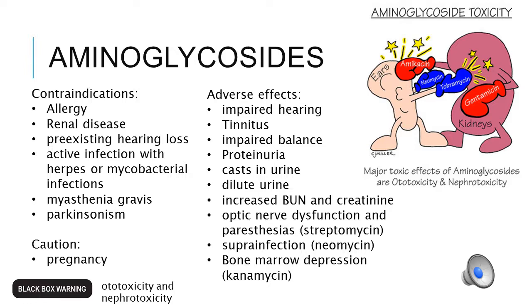Adverse effects of aminoglycosides are closely related to ototoxicity, which includes impaired hearing, tinnitus, and impaired balance, and nephrotoxicity, which includes proteinuria, casts in urine, dilute urine, and increased blood creatinine. Some aminoglycosides, such as streptomycin, can cause optic nerve damage and paresthesia. Superinfections are found to occur with the use of neomycin, and kanamycin, if used longer than 7 to 10 days, can cause bone marrow depression.